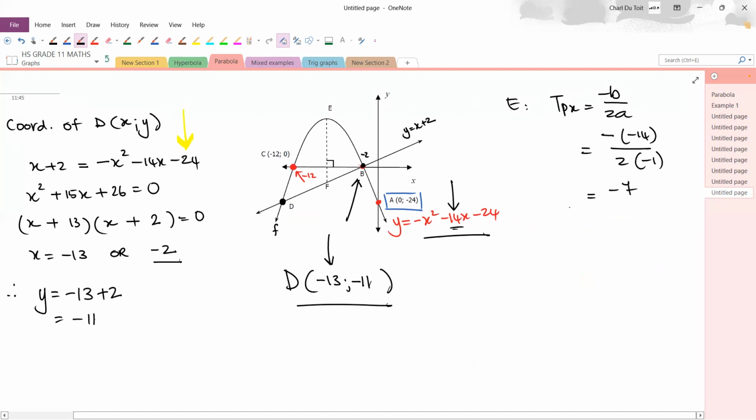We did determine that just now. It's exactly in the middle between negative 12 and negative 2. So some students just do this, negative 12 and negative 2 divided by 2. This is also negative 7. Okay, and now I can get the y value by just putting that negative 7 back into the equation.